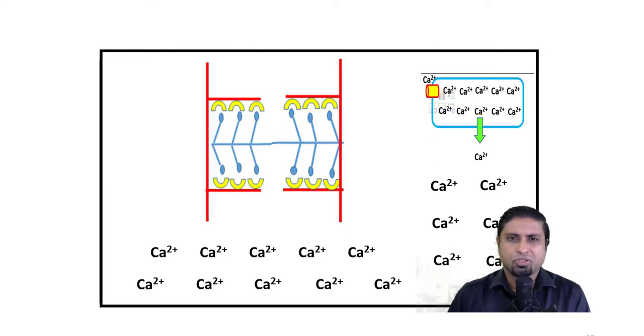The original position of the Z lines were there, and from those positions the Z lines have come much closer to each other. When this occurs in multiple sarcomeres throughout the cardiac myocyte, it contracts as a whole. So this is how a cardiac myocyte is going to contract.